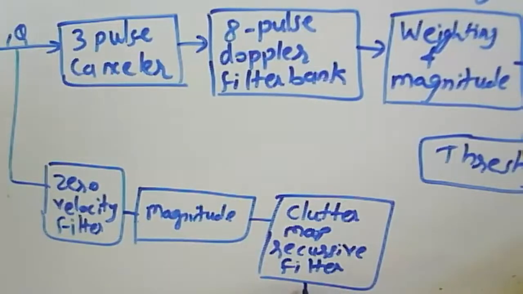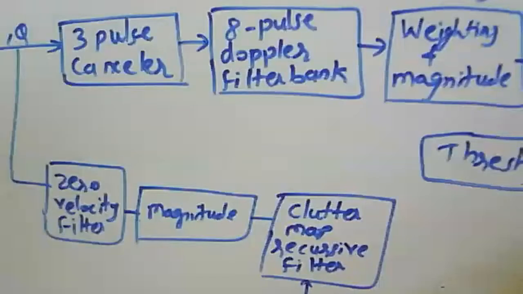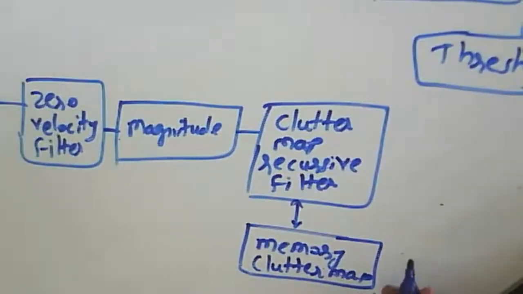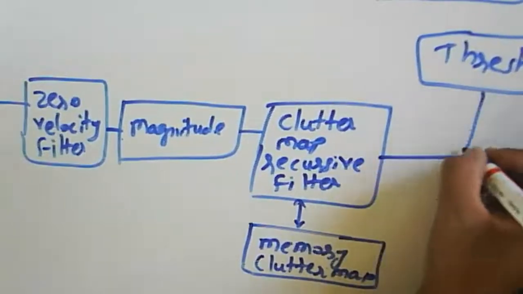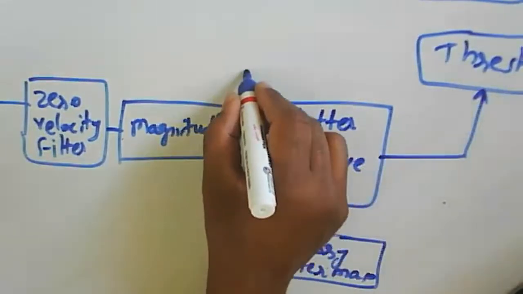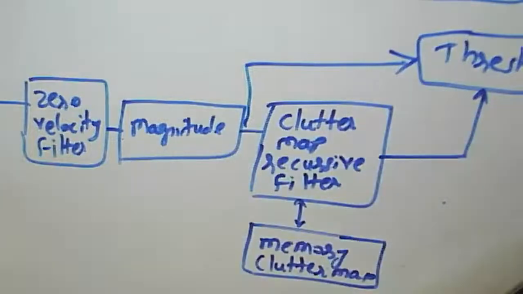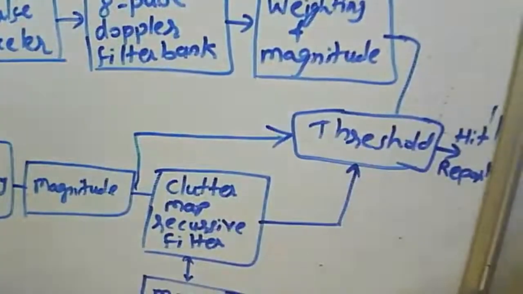Then we can consider a memory map, or you can say memory clutter map in the given particular region. So what will be the clutter there? Output from this is to be given to the thresholding, or after magnitude that is again given to the thresholding there, and then that is to be used to display here.